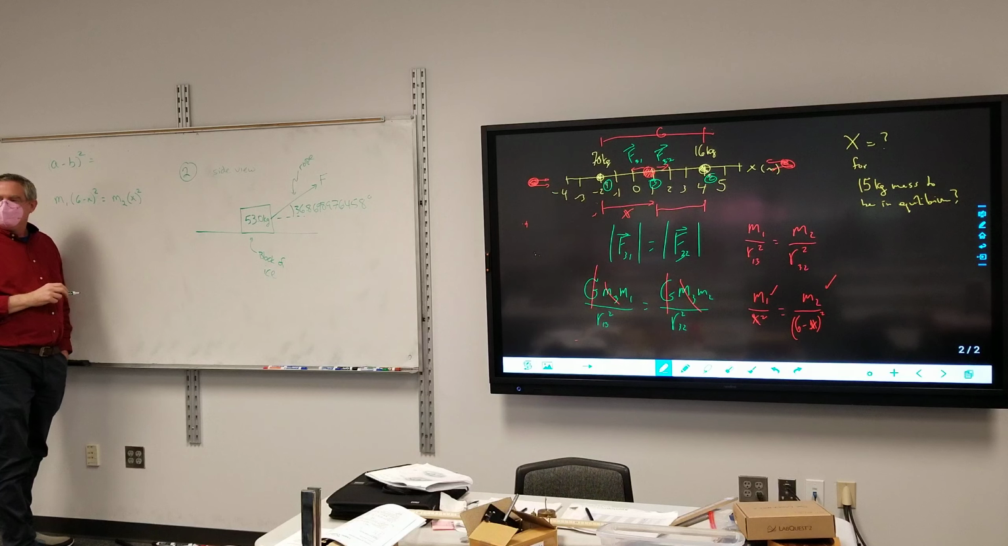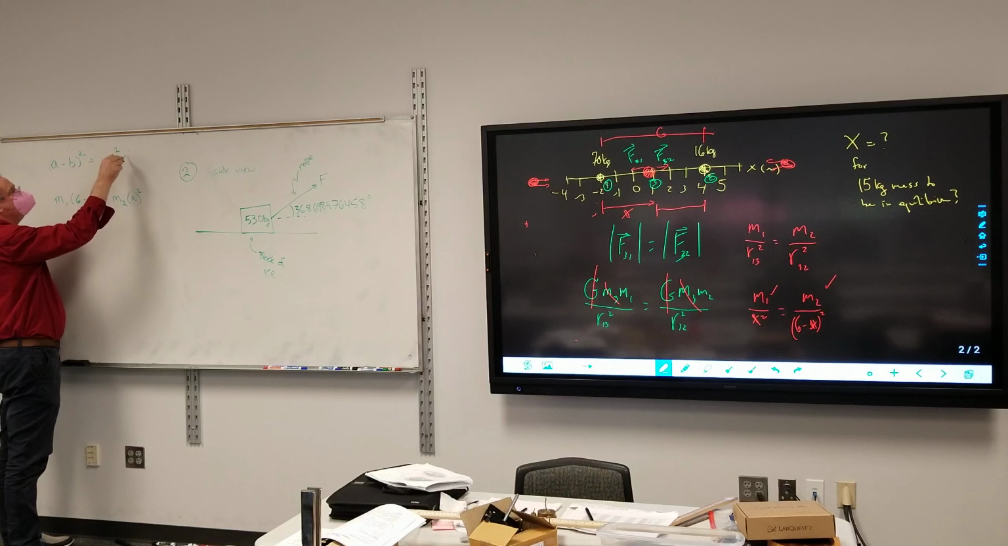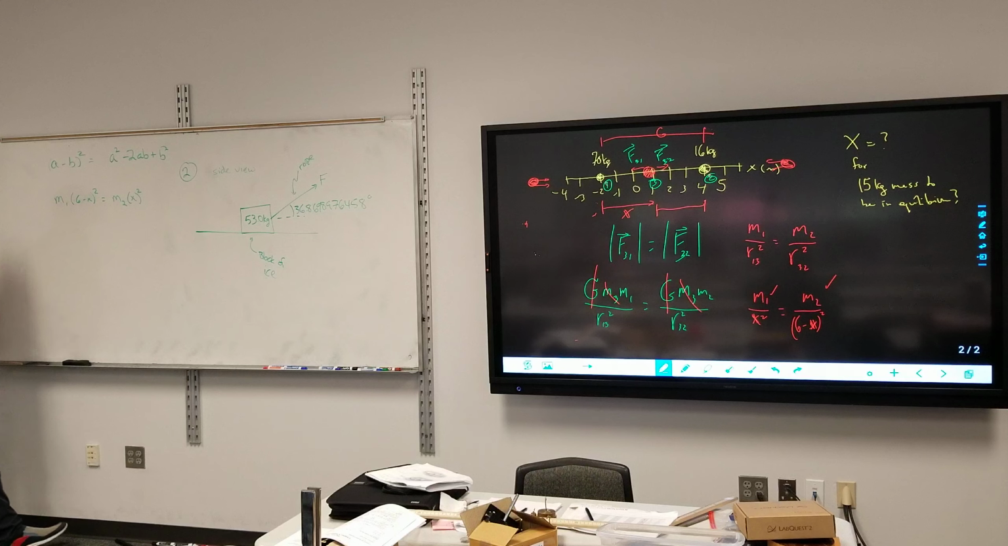Doesn't it have the 2ab in the middle? Yes, it does. Because you're doing the string. A squared minus 2ab plus b squared. Now, if you don't remember how to do that, a minus b times a minus b, FOIL: you get a squared. Outer, you get negative ab. Inner, you get negative ba. And at the end, positive b squared. And so that's your negative 2ab.